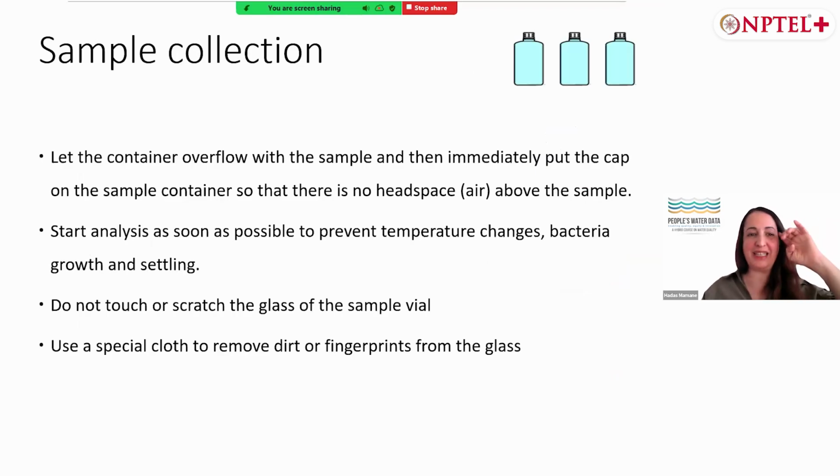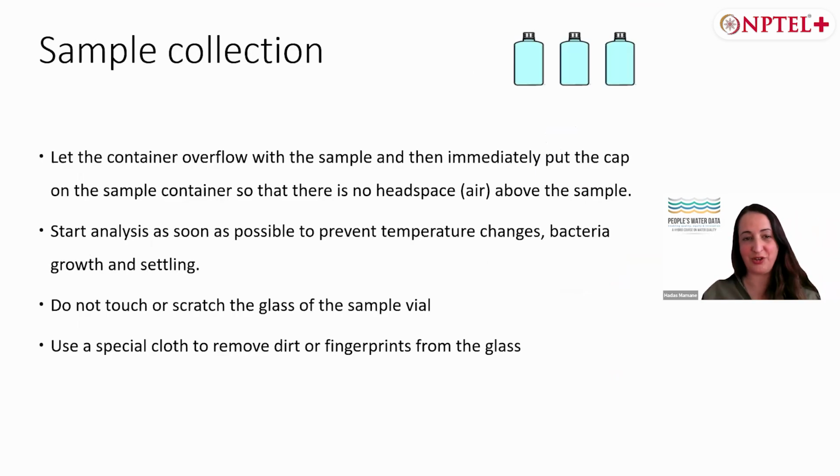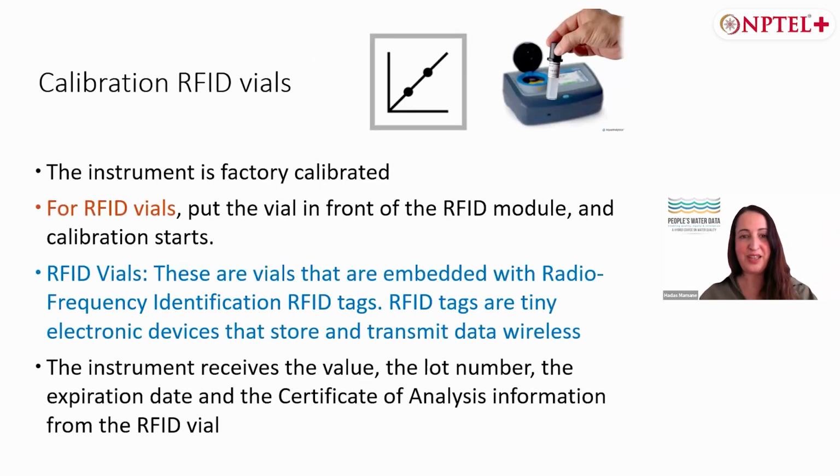When we measure turbidity, it's very important to take the container and allow the water to overflow and then immediately cap the sample so we'll have no head space. We start the analysis as soon as possible to prevent any changes from, for example, temperature changes or other types of changes. And obviously, we don't touch and scratch the glass. And we clean the sample with a special cloth to remove dirt.